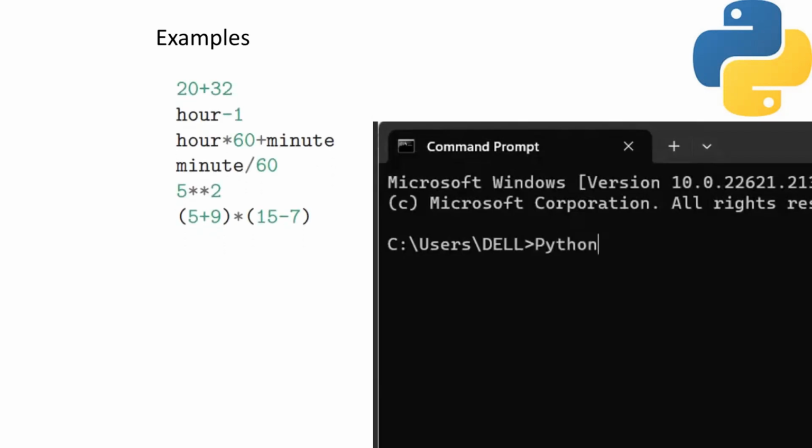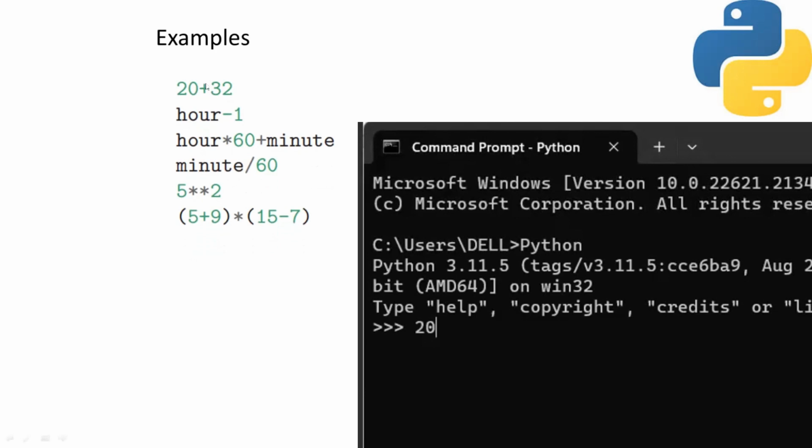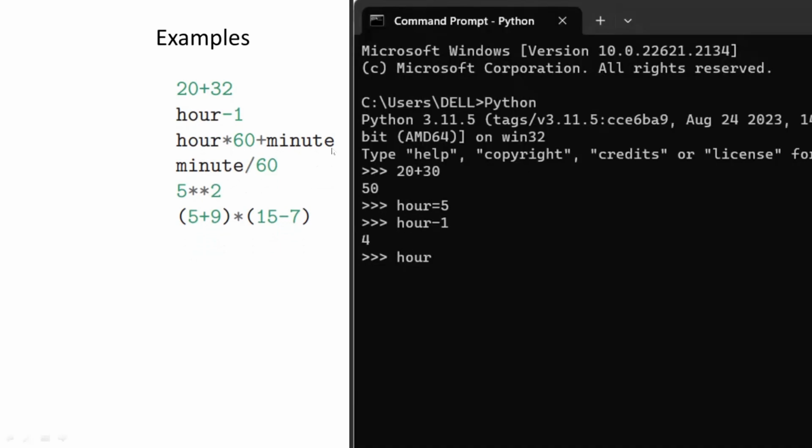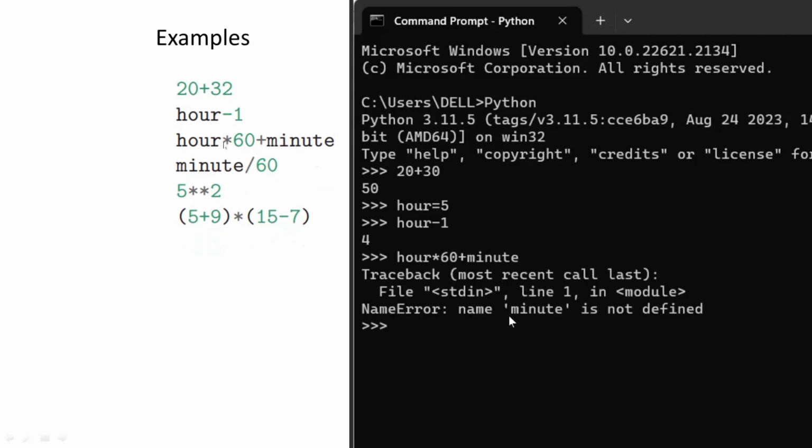You can see that in 20 plus 32, plus is the operator and 20 and 32 are the operands. Similarly, we have r minus 1. Here minus is the operator and r and 1 are operands. Now come towards r multiplied by 60 plus minute. If you consider this first, as multiplication has high precedence, the asterisk sign is the operator and r and 60 are operands. Then the result is again an operand. Minute is also an operand, and here the operator is the plus sign.